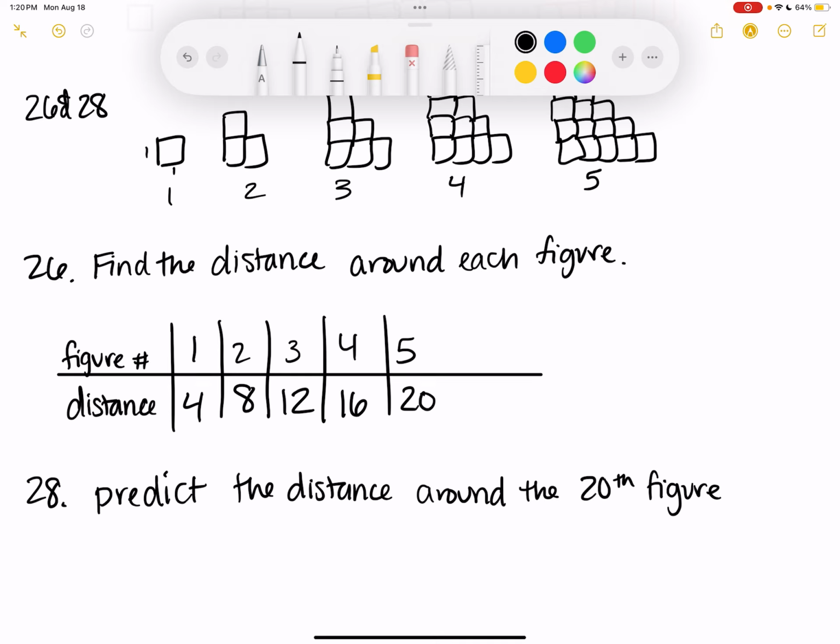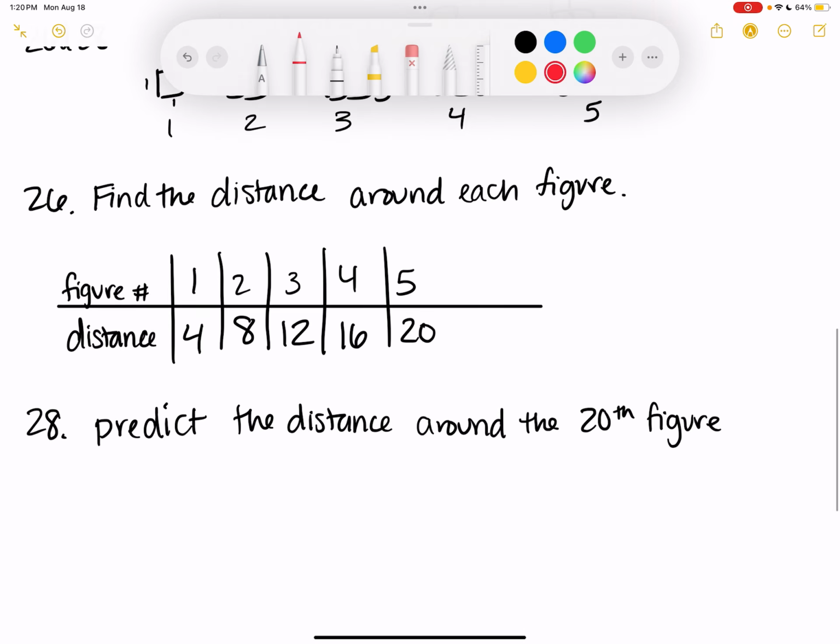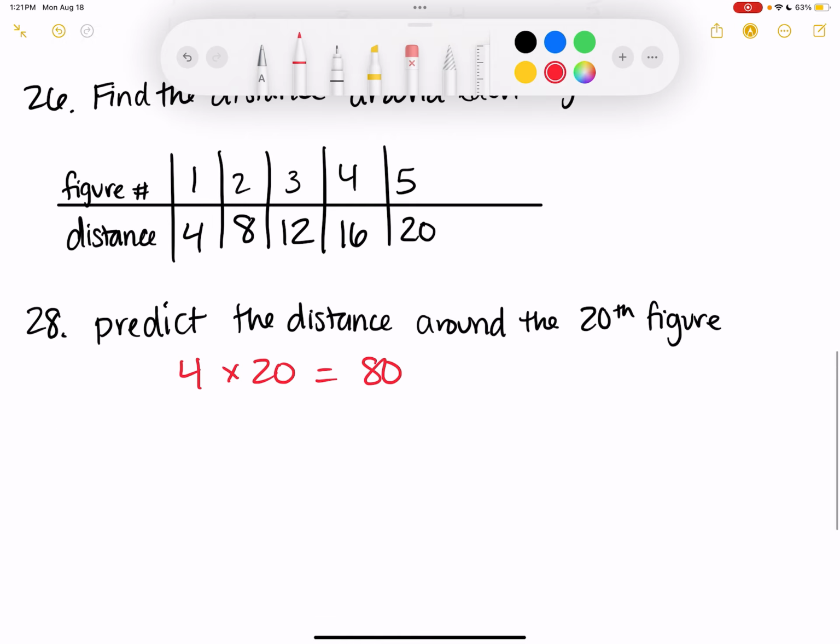So let me see, can I find a pattern here for how to get there? You're adding 4 each time, so you could just do 4 times 20. Yep, that's exactly right. So we would do 4 times 20, and that would give us 80. So that would be our answer to that one. Any questions on those so far?